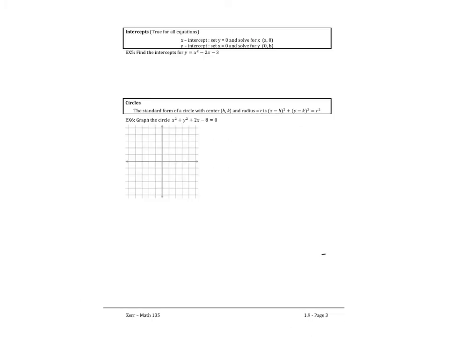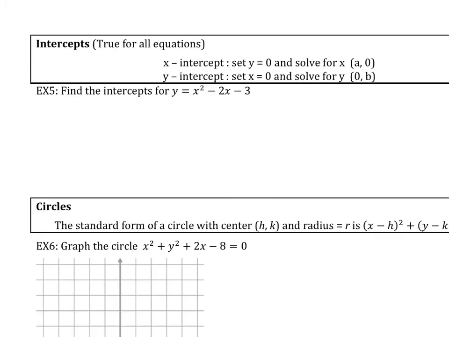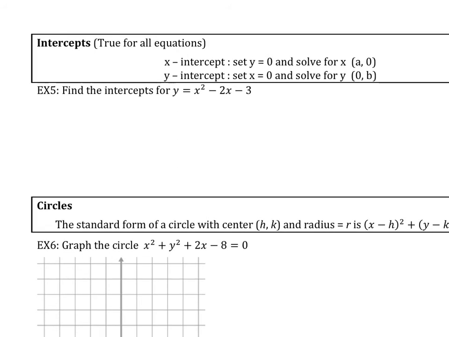All right, let's review intercepts. Those are where the graph crosses the x and the y axis. If we want to know where it crosses the x-axis, we just need to plug 0 in for y. So for my x-intercept, we're going to plug y equals 0 in.